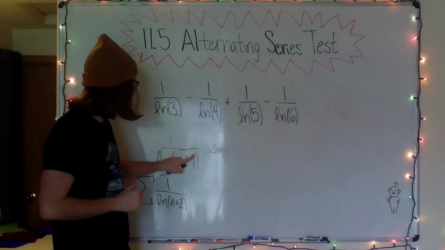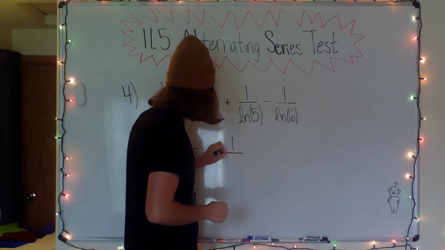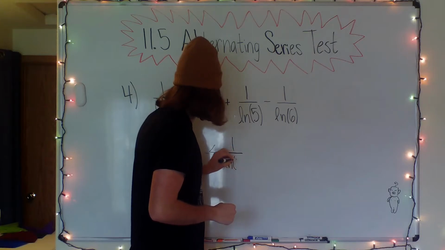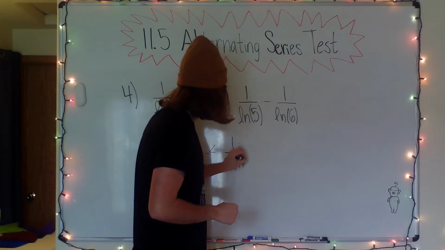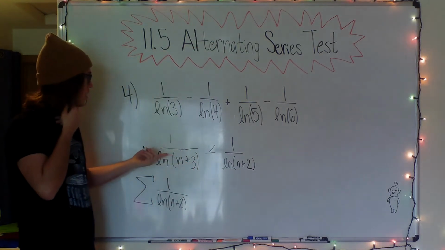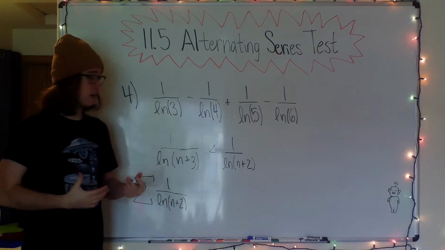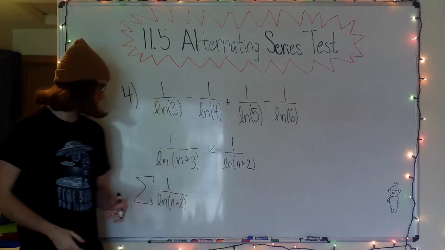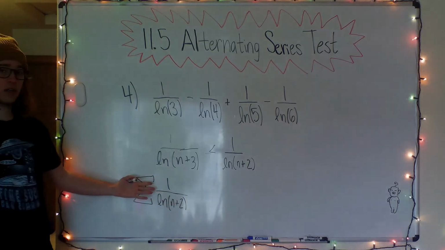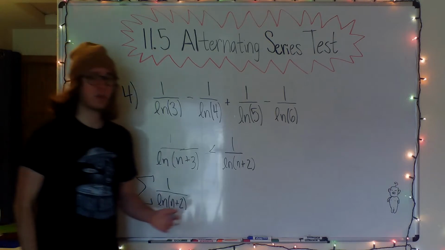So the n plus 1 term is going to be 1 over ln of n plus 3, and the n term is 1 over ln of n plus 2. And what do we notice? The n plus 1 term is in fact less than the n term. So that satisfies condition 1. And then we have our series, 1 over ln of n plus 2, and we just have to take the limit of that.